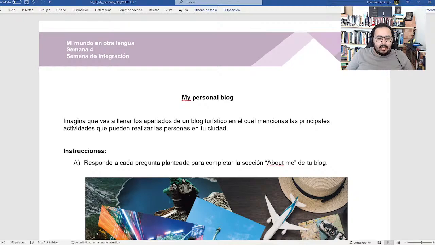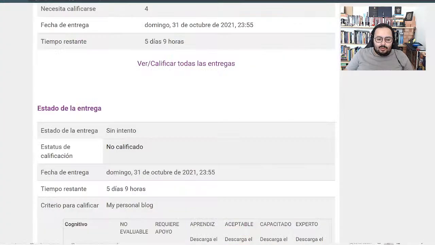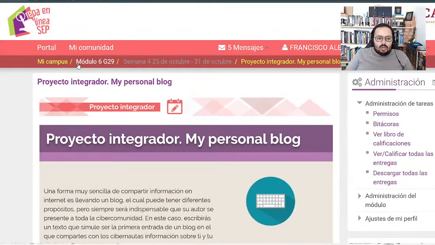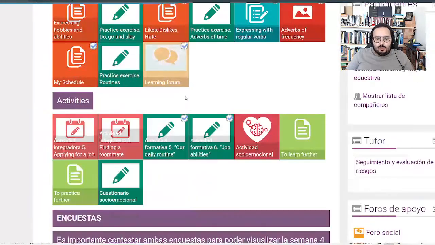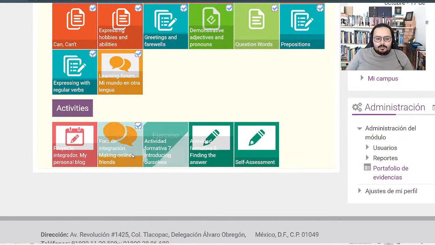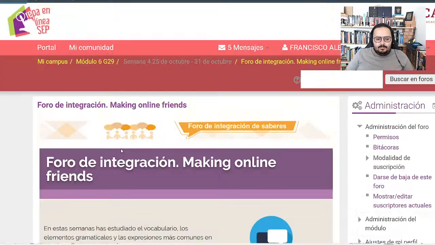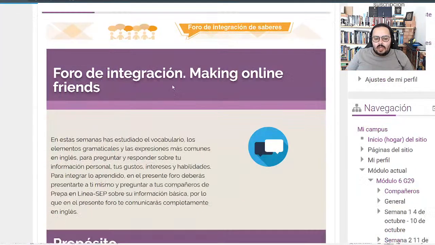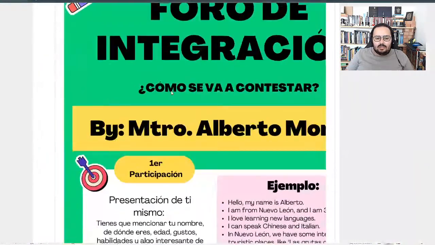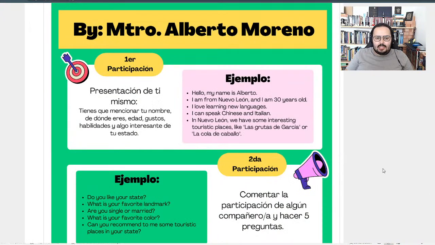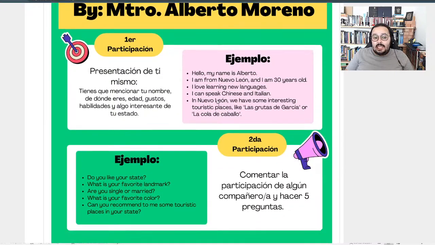Regresando a la parte del módulo 6. Bueno, vamos a continuar con lo que es el foro de integración. En el foro de integración, pues recuerden que son 4 aportaciones. Aquí yo ya dejé una guía.